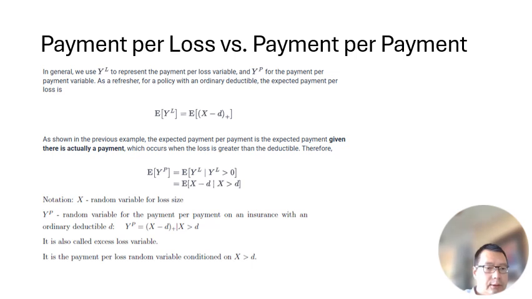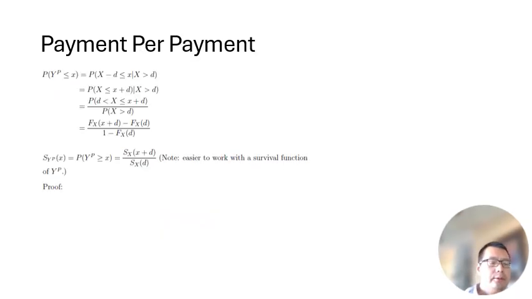The rest is similar. It's also called the excess loss variable. Y^P is the random variable for the payment per payment on insurance with the ordinary deductible d, and it's also called the excess loss variable. It's the payment per loss random variable conditioned on X being greater than d. Here is the formula for payment per payment.